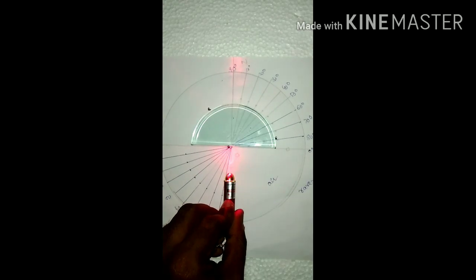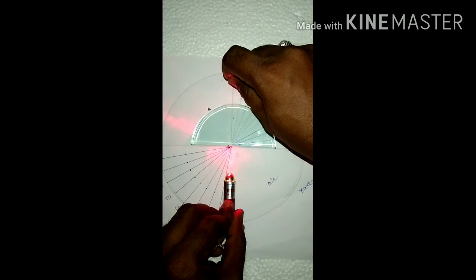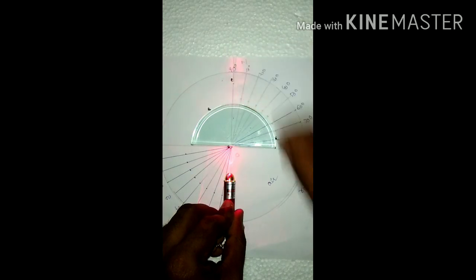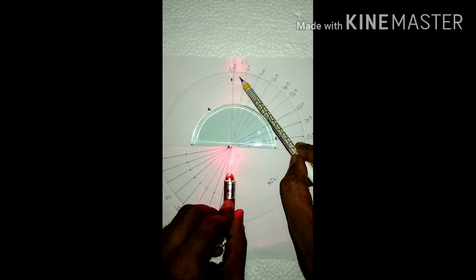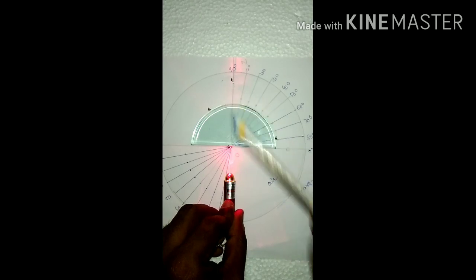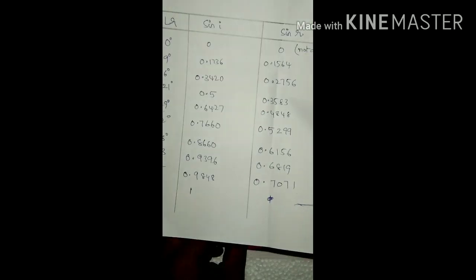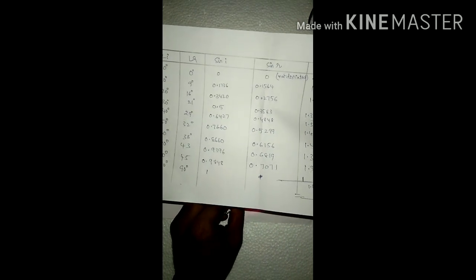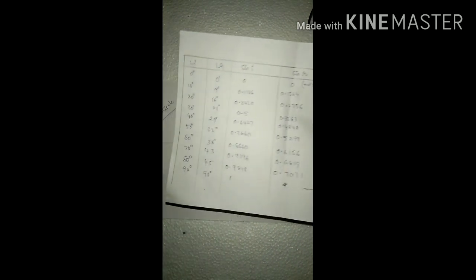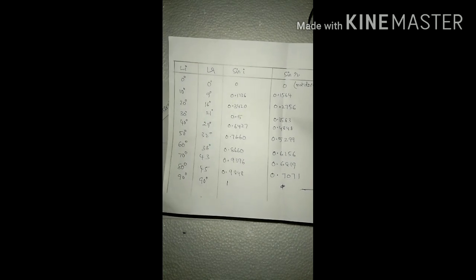Now by taking one more pin, I am going to identify at what angle the light ray is coming. If you observe clearly, the laser that is coming from air enters into the glass at an angle of 0 degrees and enters into the air through the curved surface at an angle of 0. Now I am going to represent this in this table. In the table what are there? I is there, means angle of incidence, and angle of refraction.